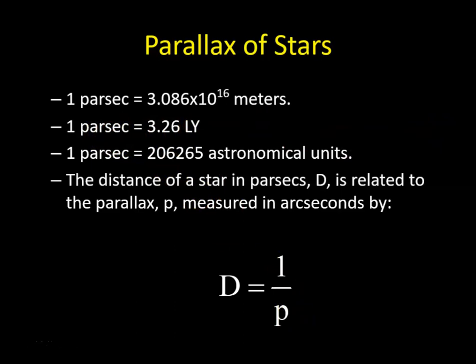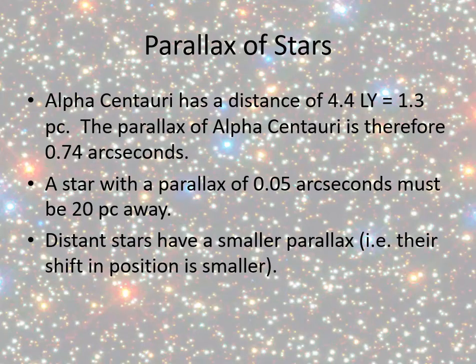So if a distant star has a parallax angle of 1/10 of an arc second, remember an arc second is 1/3600th of a degree, so if the parallax angle of that star over the course of a year is 1/36,000th of a degree, then we would say that that star is 10 parsecs away from us. That is about 32.6 light years. So again, Alpha Centauri is the closest star system to our Sun, and that has a parallax angle of 0.74 arc seconds.